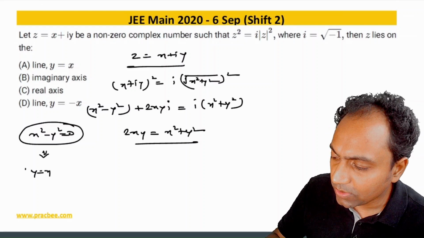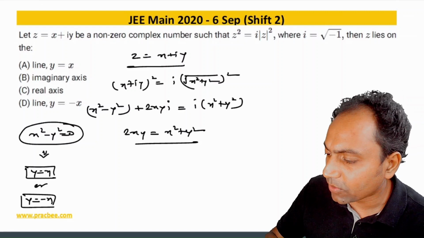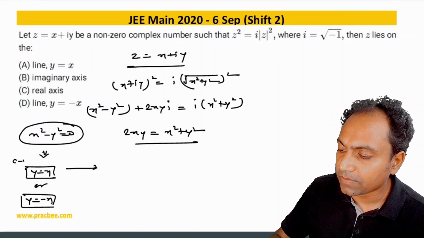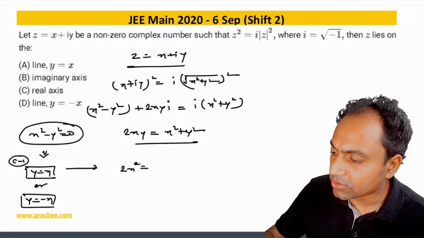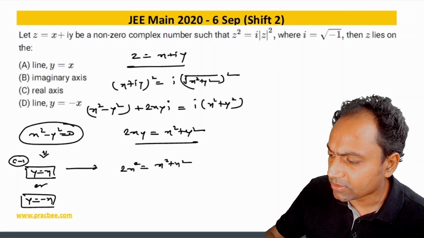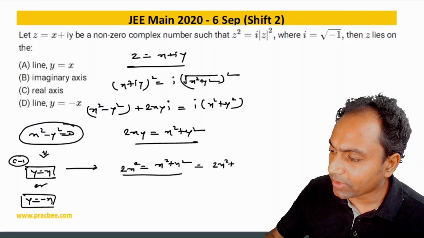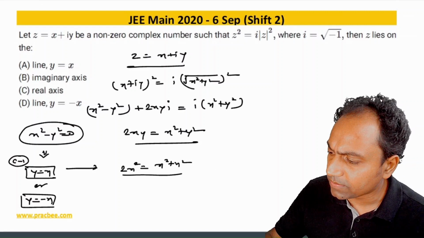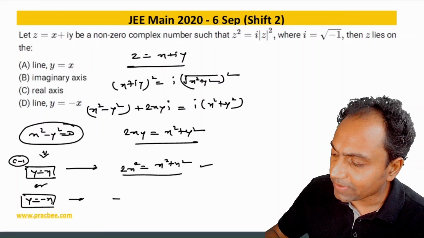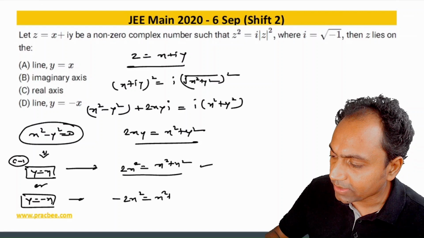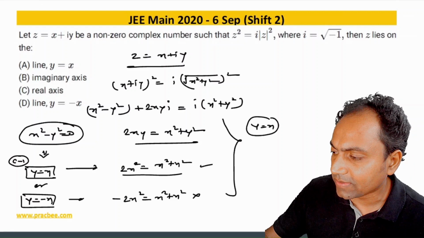One is y is equal to x, or we can get y is equal to minus x. Corresponding to this, if I satisfy, this is my case 1. If I satisfy in this equation, then this becomes 2 times x square is equal to x square plus x square, and you can see that it is satisfying it. So twice of x square will be equal to twice of y square, and this is satisfying. Wherein if I take this, it becomes minus 2x square is equal to x square plus x square. It does not satisfy. So from here we can say that y is equal to x is our answer.